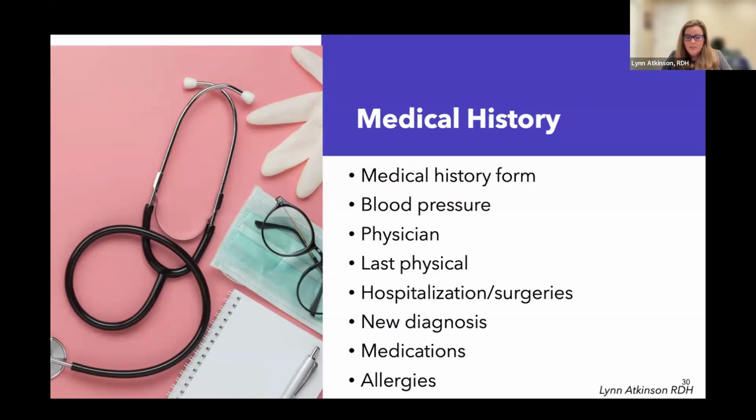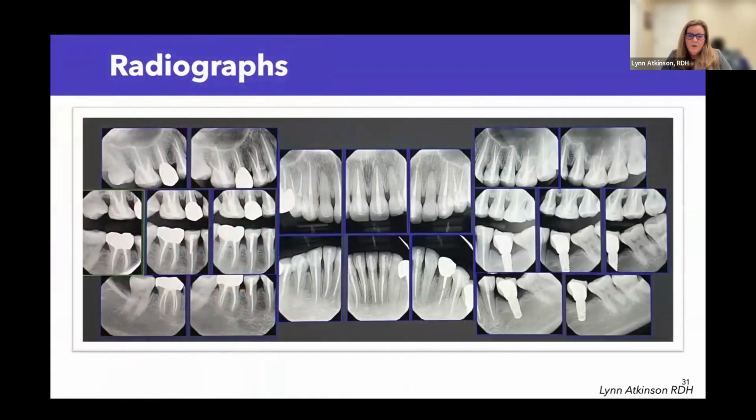This is super important, their last physical, because if they say, oh, it's been 10 years since I last had a physical, but I'm perfectly healthy, I don't take any medications, I haven't had any hospitalization or surgery, no allergies, and then they get in your chair and they have bleeding, inflammation, bone loss, well, then we might just send them back to their physician to collaborate with them. So any hospitalization or surgeries, any new diagnosis that they have, any medications that they're taking, and also any allergies. I'm real big on diagnostic radiographs.